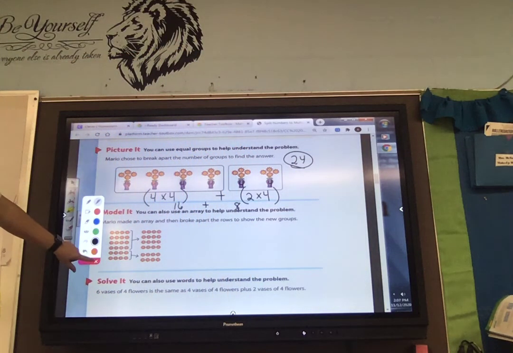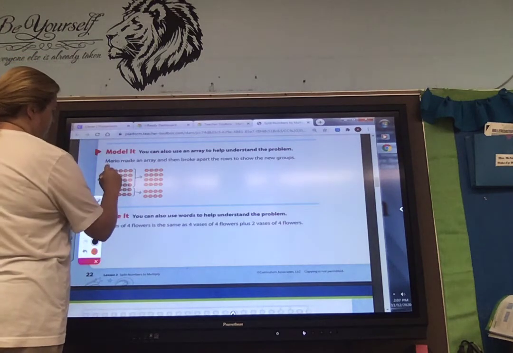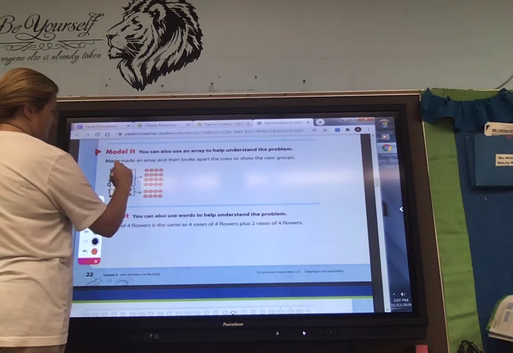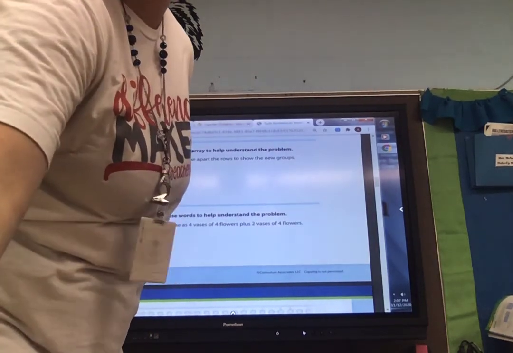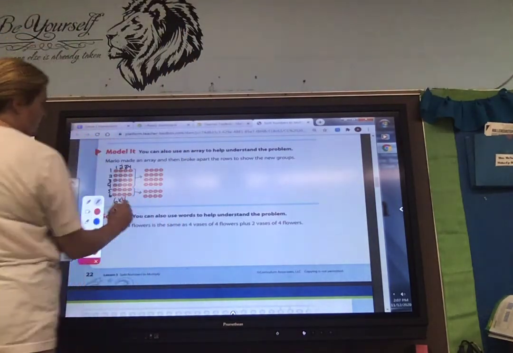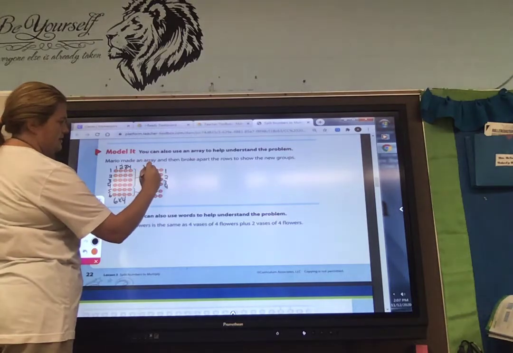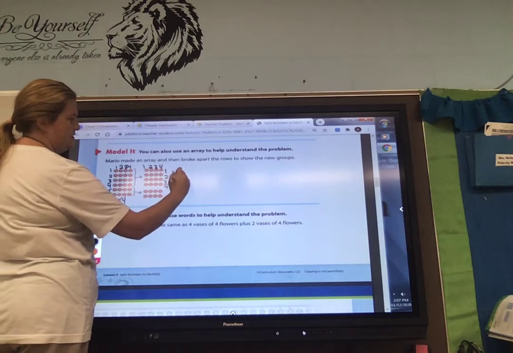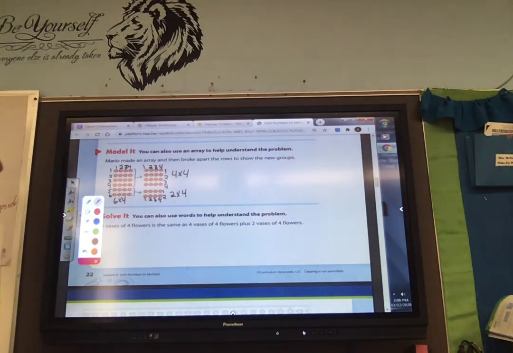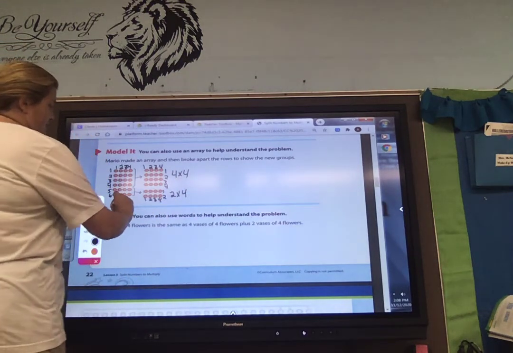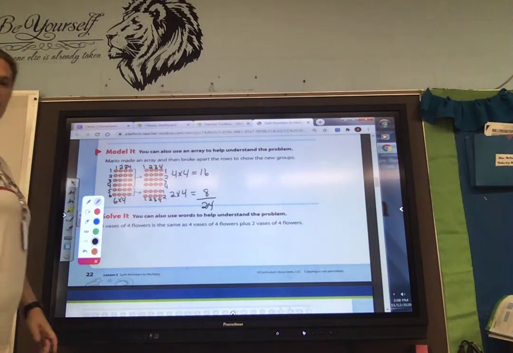Now you could also do this as an array. Look at our array down here. They started out with 1, 2, 3, 4, 5, 6 times 1, 2, 3, 4, 6 times 4. They started with 6 times 4. And then what did they do? They broke it apart. You see where this is split? They split it into 1, 2, 3, 4 times 1, 2, 3, 4. So they split it into 4 times 4 and 2 times 4, right? Still going to get the same answer. 4 times 4 is 16. 2 times 4 is 8. And 8 and 16 is 24. And 6 times 4 is 24. We're still going to get the same answer.